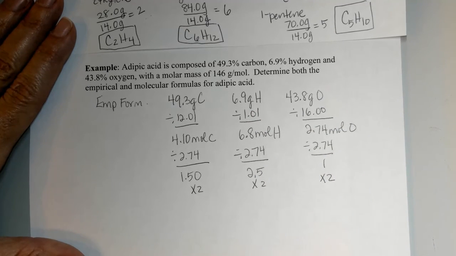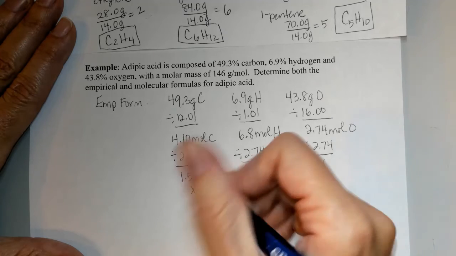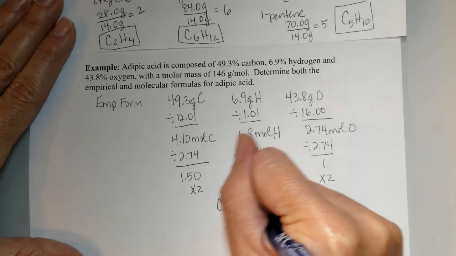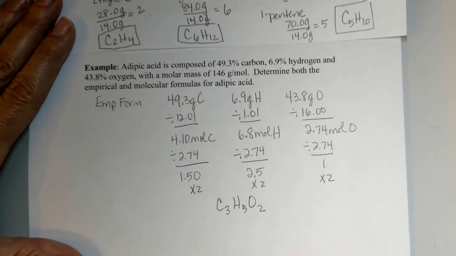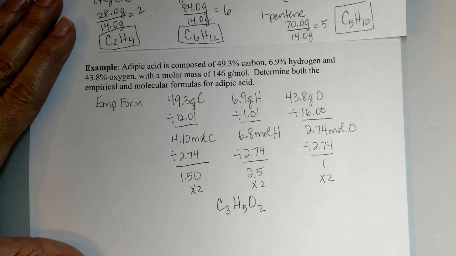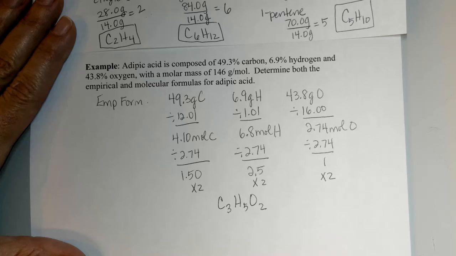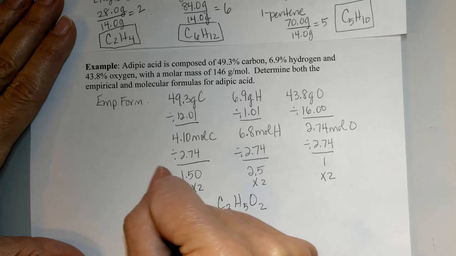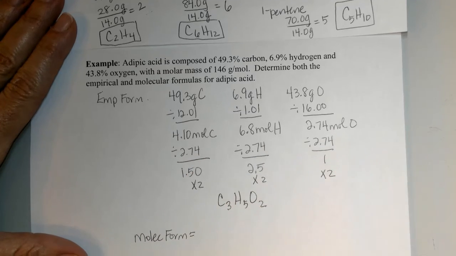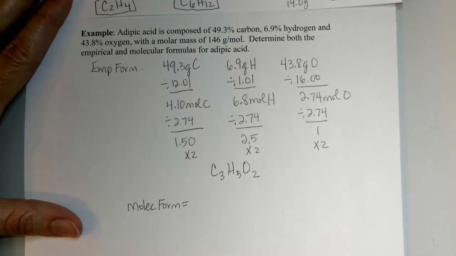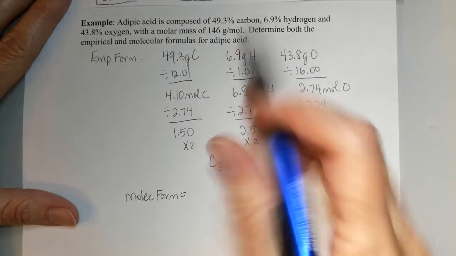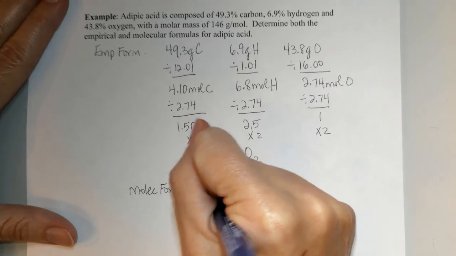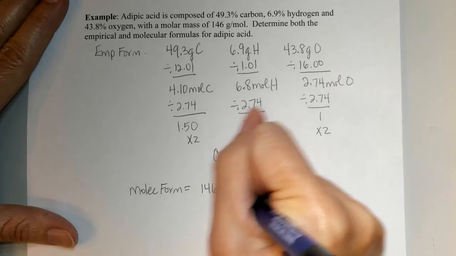Remember, if you do the multiplier, do it for all elements. So we would have C3H5O2. That's the empirical formula for adipic acid. All right, now last step to get the molecular formula. We're going to take the molar mass of the true compound, which was given to me in the question. It says that the true adipic acid weighs 146 grams per mole.